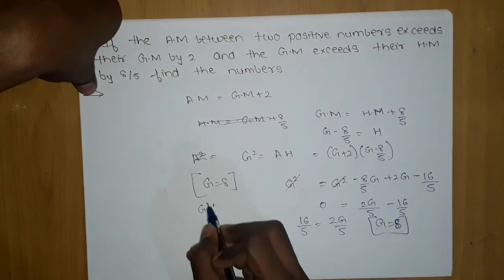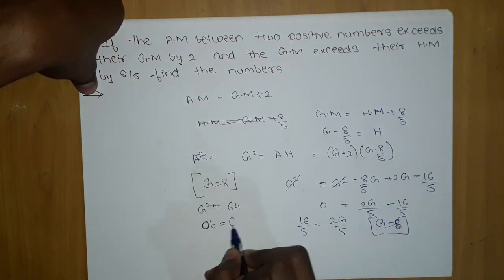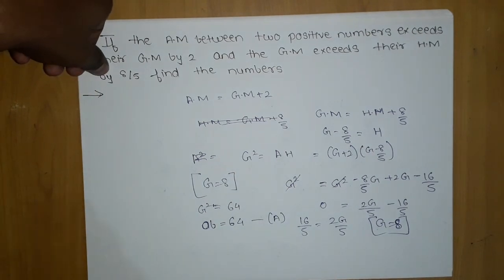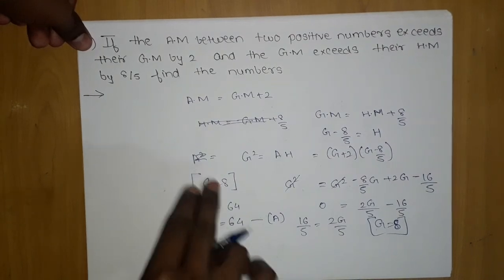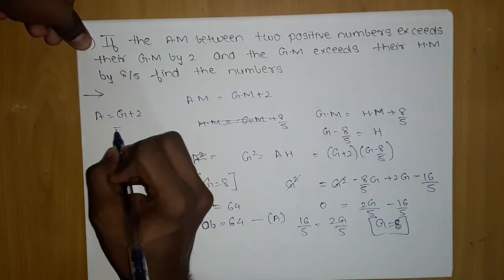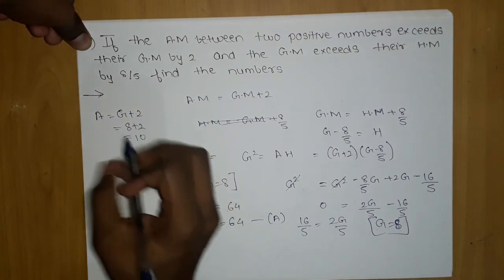So G square is what? G square is 64. And if you know G square is what? A into B is 64. So let me put it as A. Further on, if I know GM, I can get A, which is nothing but G plus 2, which is 8 plus 2, which is 10.